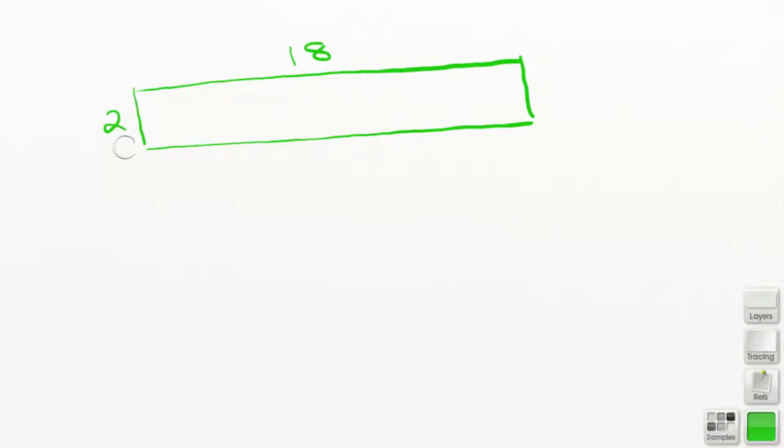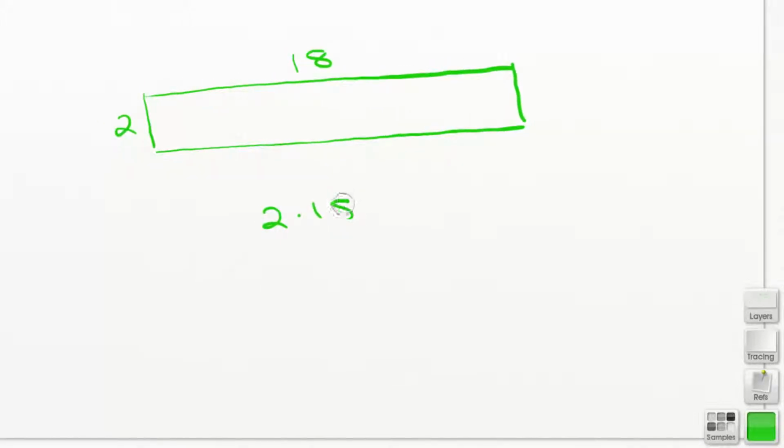But at this point, we're hoping that our students have learned that we just need to multiply the width here by the length, 18. So we have 2 times 18 equals 36. And that's it. They know that that's not it, because hopefully we say units squared or square units. We'll say units squared. That's the area of a larger rectangle.